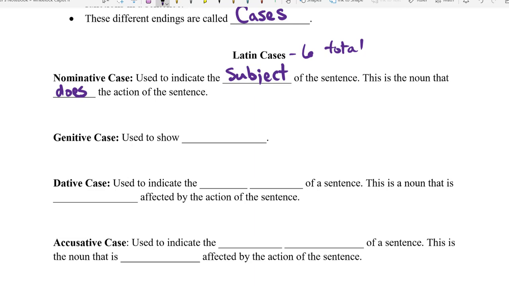Okay, and we'll get some examples here in a second, but let's just go through these cases. So subject is your nominative. Nominative case is used for your subject. Genitive case is used to show possession.